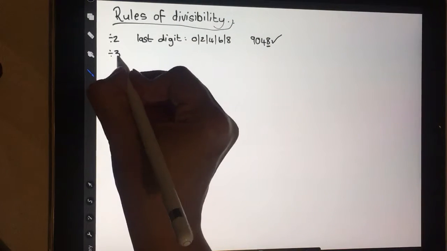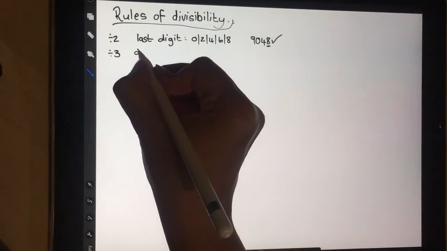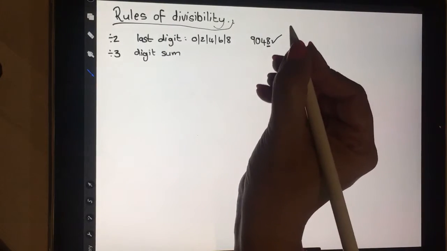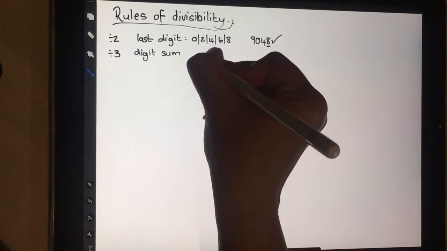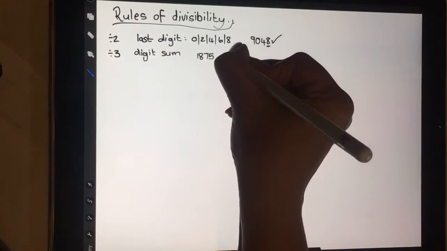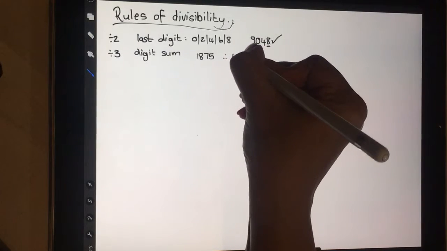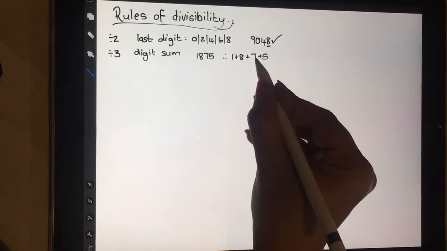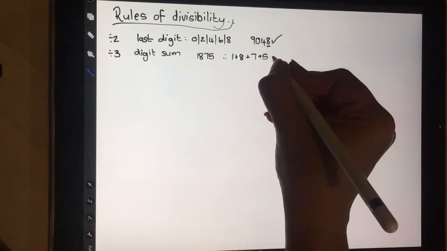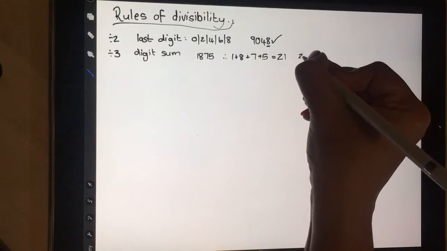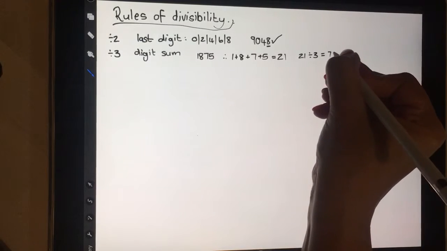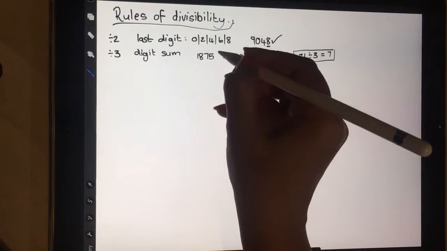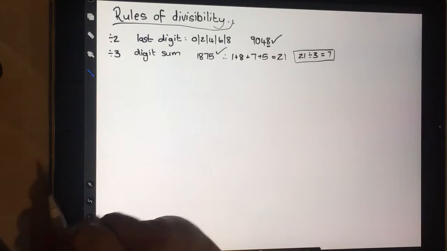If we look at the divisibility rule of divisibility by 3, we need to have a look at the digit sum of the larger number. So let's take, for example, the number 1875. The digit sum for this number will be 1 plus 8 plus 7 plus 5. 1 plus 8 gives us 9. 9 plus 7 gives us 16. 16 plus 5 gives us 21. 21 divided by 3 will give us a perfect whole number, 7. That means that 1875 will be divisible by 3.